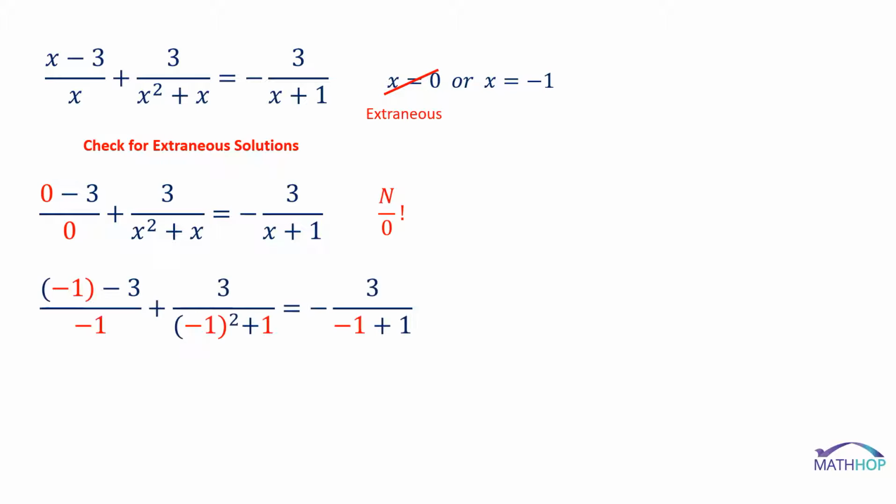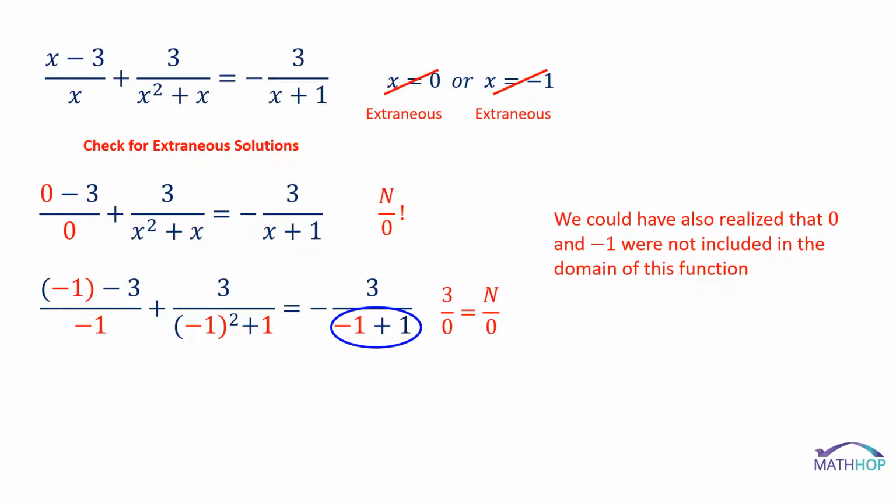Let's check -1. -1 minus 3 divided by -1 plus 3 over -1 squared plus 1 equals -3 over -1 plus 1. Well, -1 plus 1 is 0. That's in a denominator. That means I am not allowed to divide by 0. That -3 over 0 is not okay. It makes -1 extraneous. So we could have realized that, hey, 0 and -1 are excluded from the domain, so clearly these are extraneous solutions. But just in case we didn't calculate the domain correctly or you forgot to calculate the domain, go ahead and check your solutions. In this case, this function literally has no solutions.